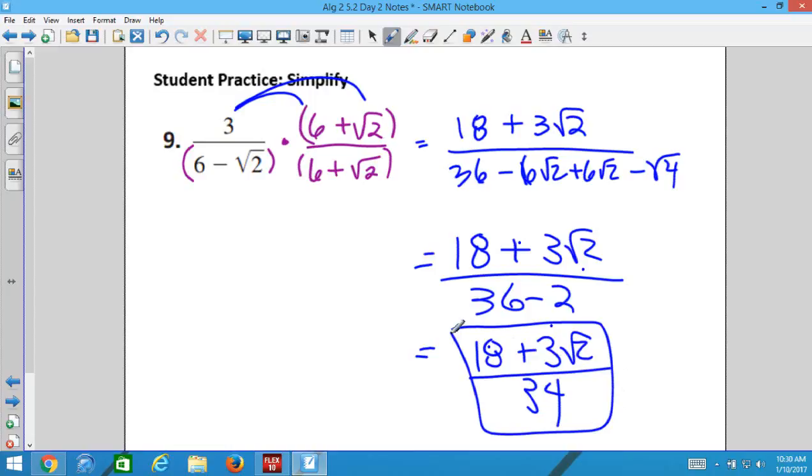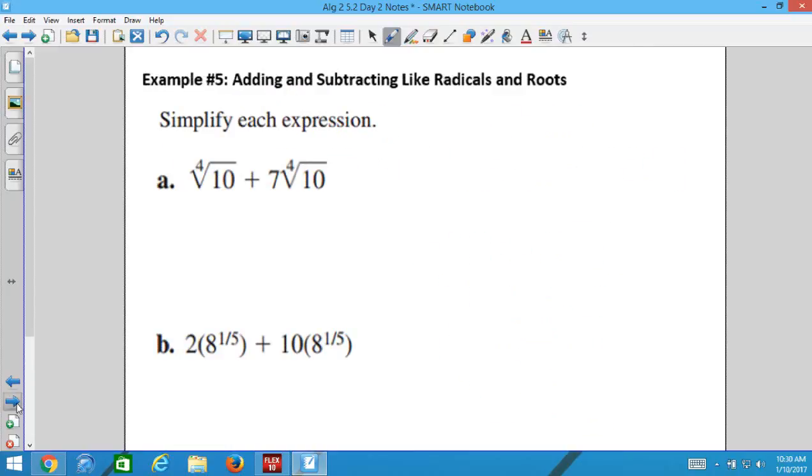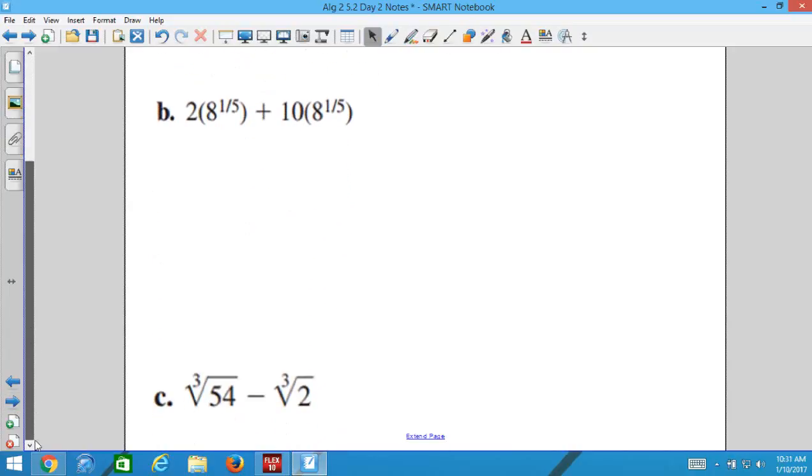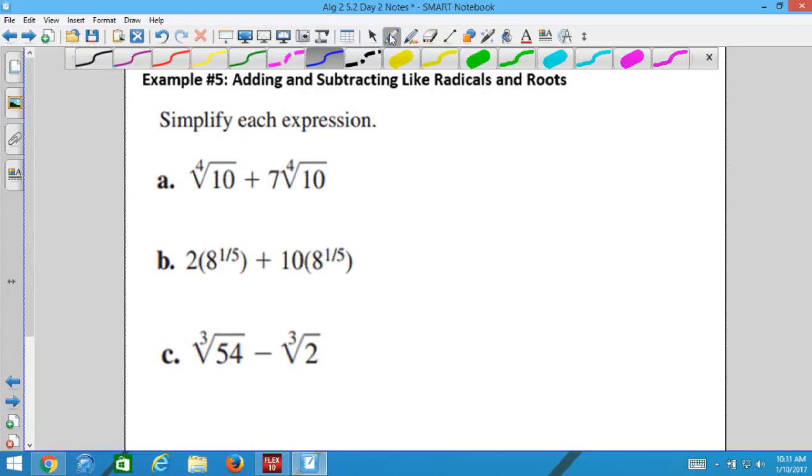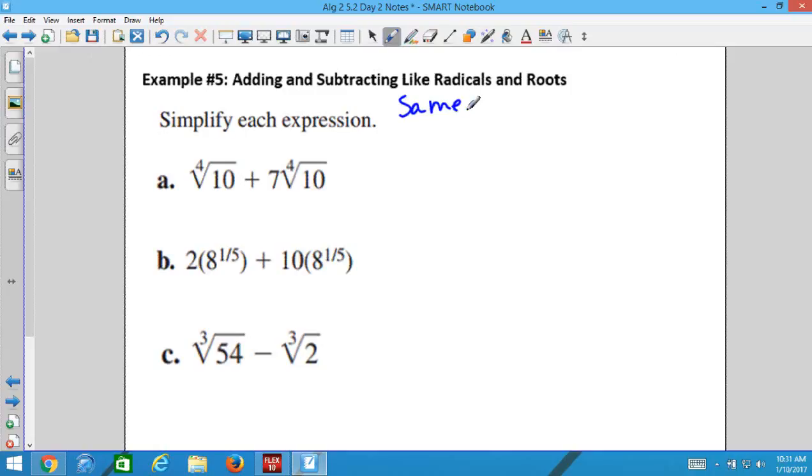All right, moving on. Now, the last section we're doing today is adding or subtracting terms with radicals. 2 plus 2 is 4. Okay, that's good, but that's not what we're doing. The first one is, is it the same index and the same number under the radical? That's what you need to check for. Same index, which is the same root, and the same number under the radical.